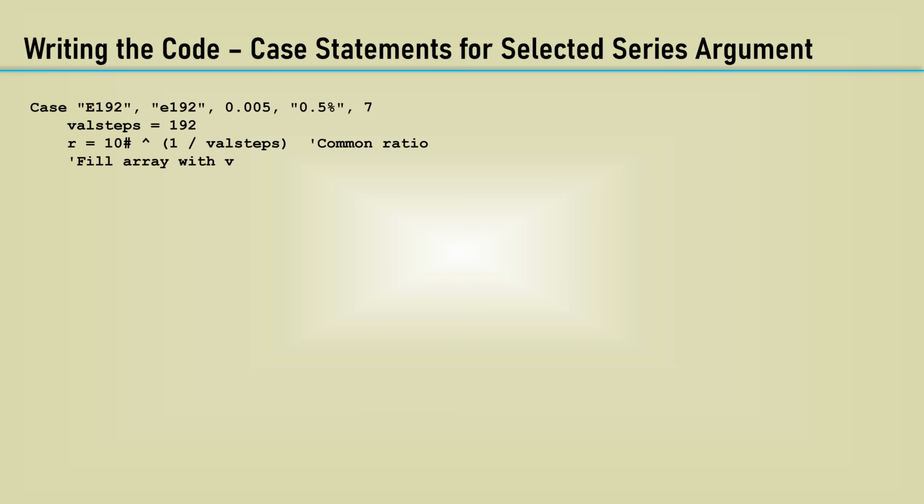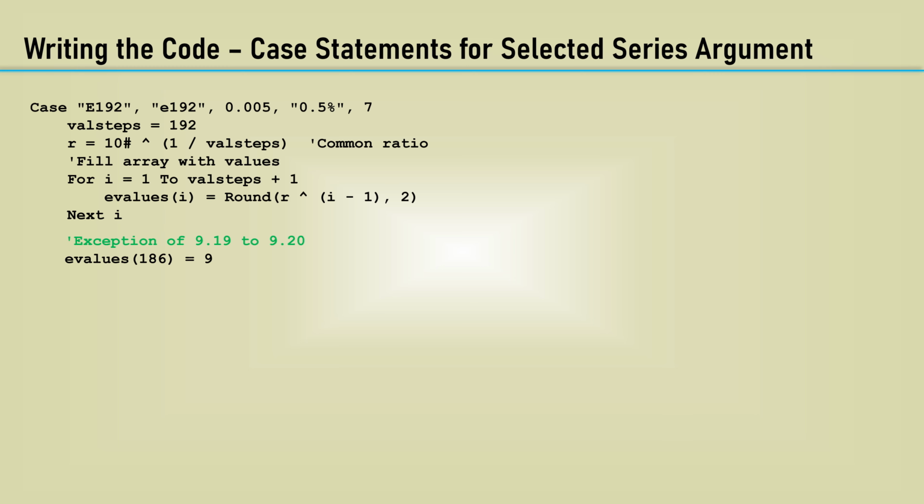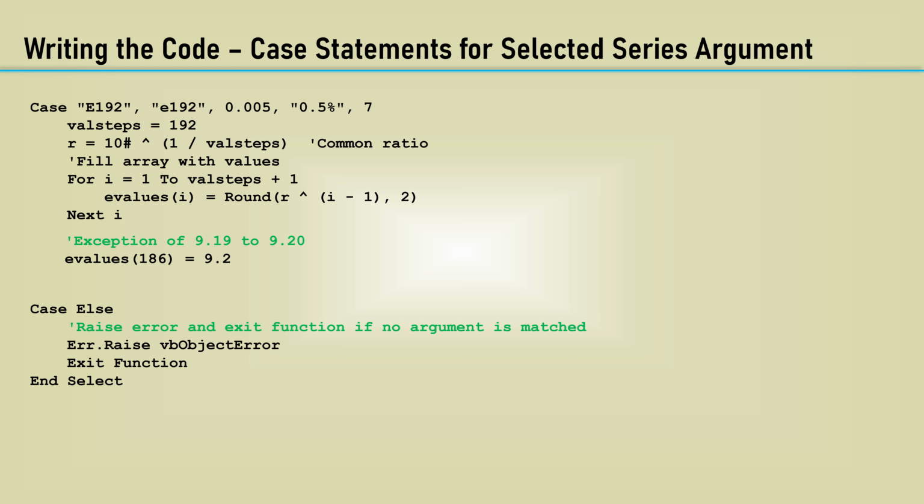Remember the crazy exception where the calculated value of 9.19 is 9.20 in the E192 series? This line manually sets the 186 value of the array to 9.2. The case else is used if no valid argument is detected. An error is raised and the function is exited.